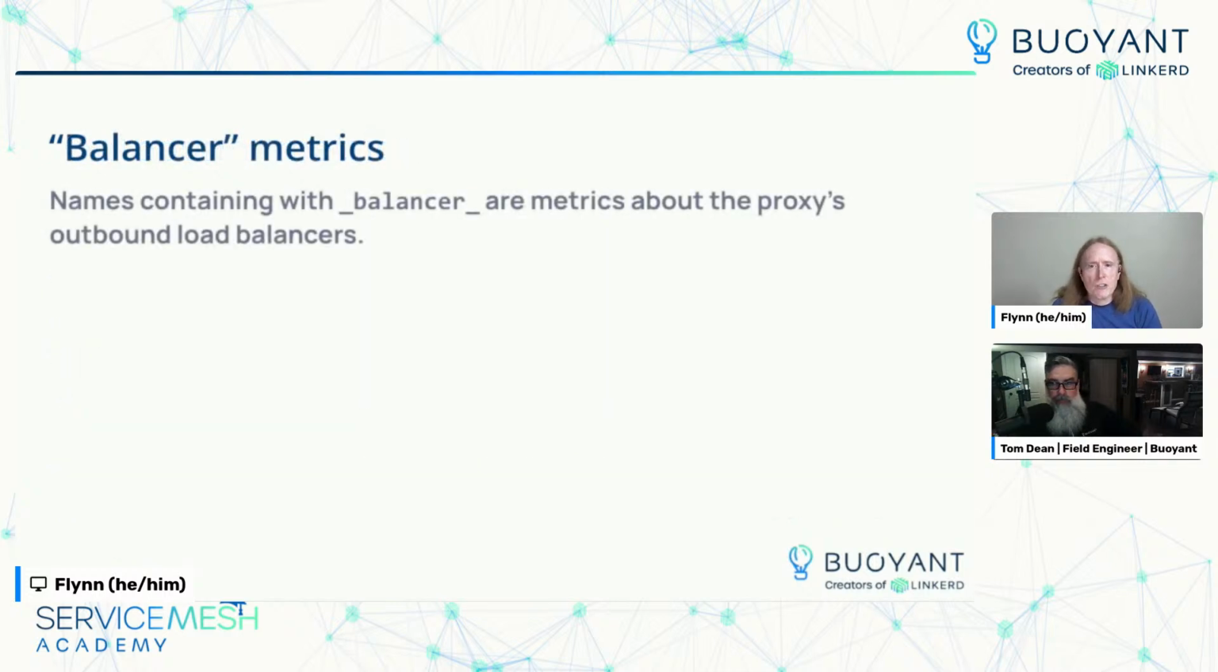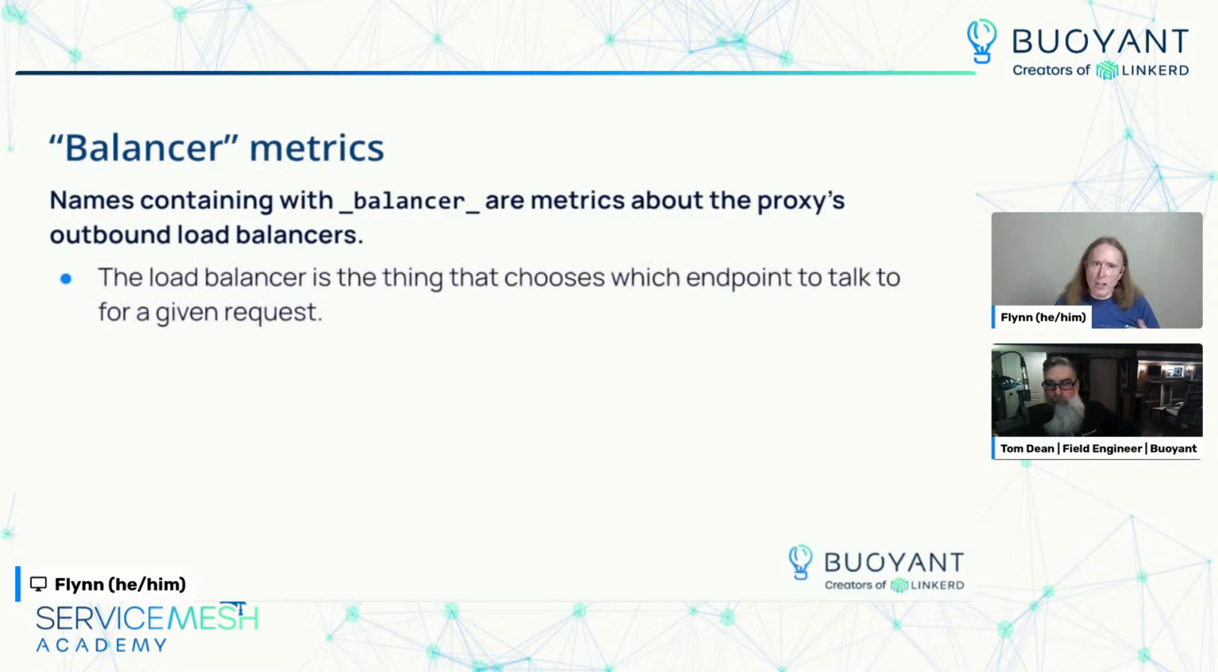Tom just mentioned the balancer metrics. Anything with balancer in its name, and I've never seen it at the start, it's always in the middle, is talking about the proxy's outbound load balancers. This is not a Kubernetes load balancer service. This is an internal chunk of Linkerd. It's the thing that chooses which endpoint you're going to talk to when a given request happens.